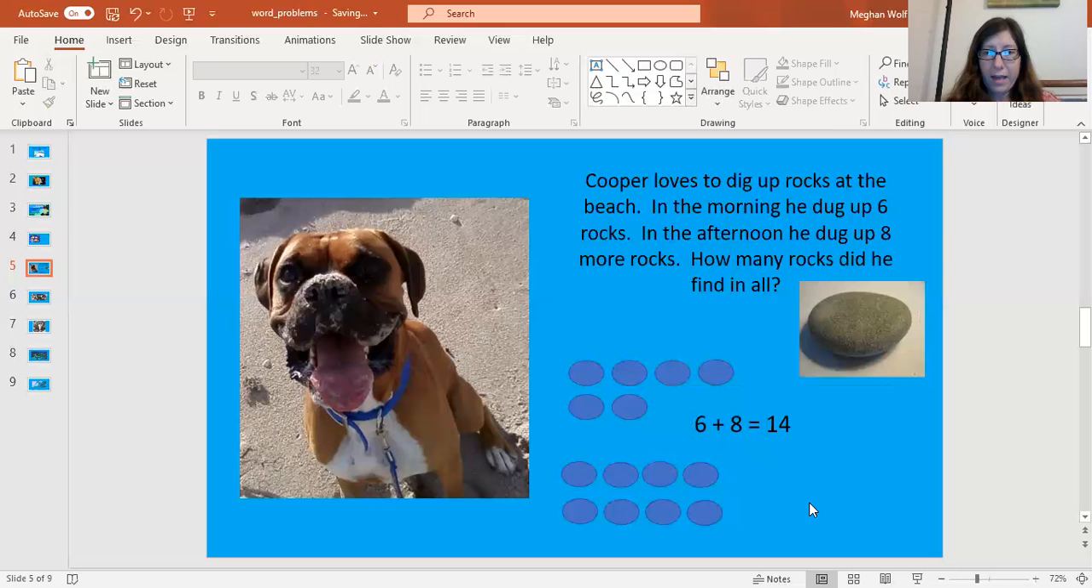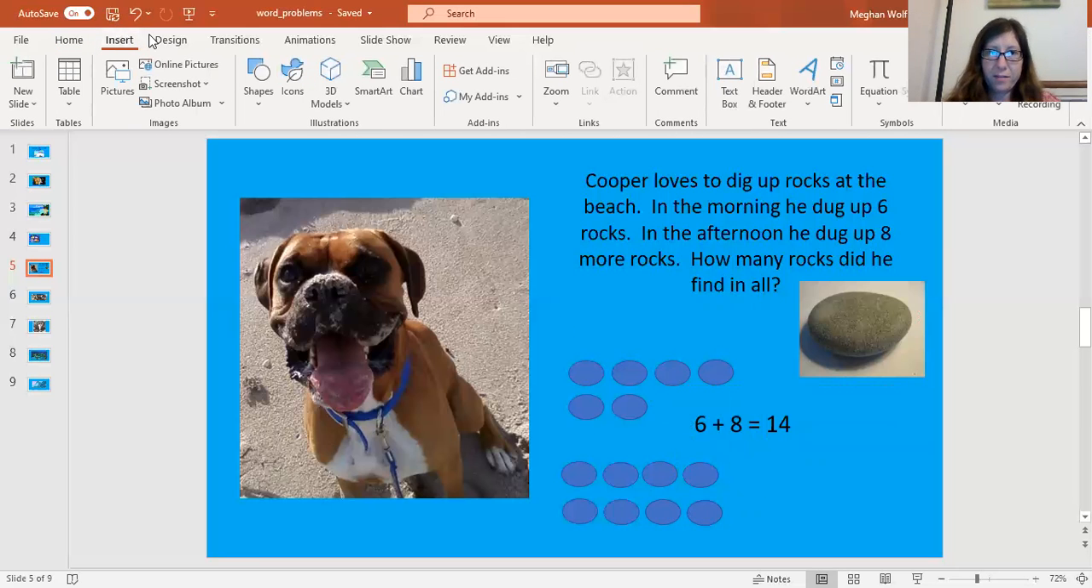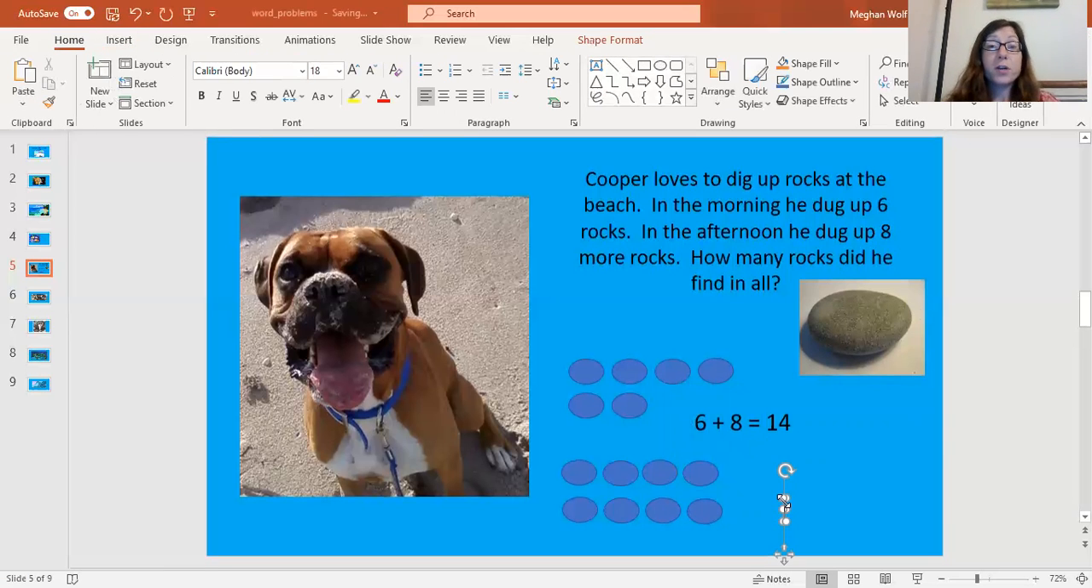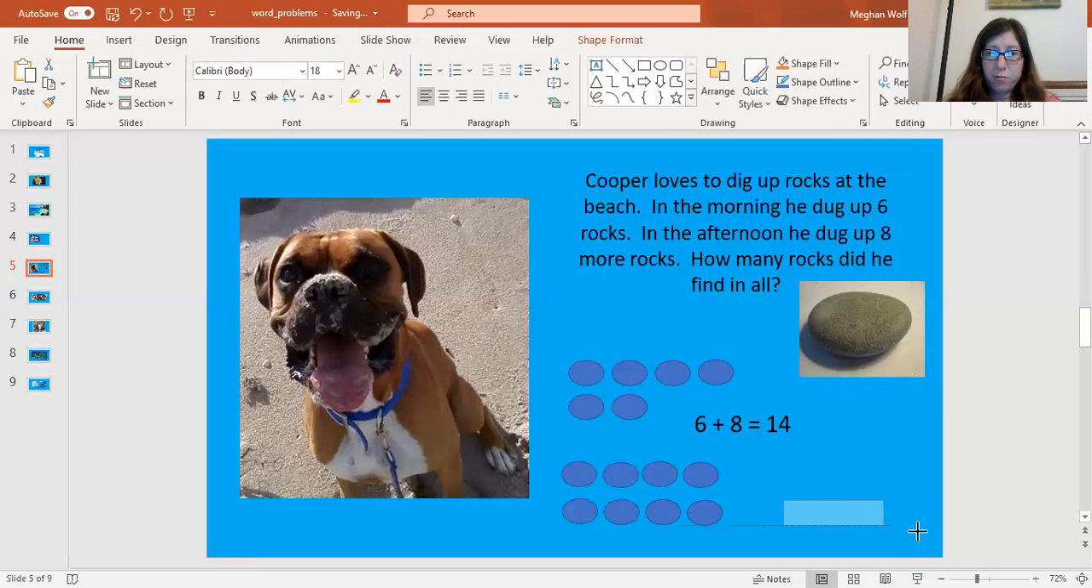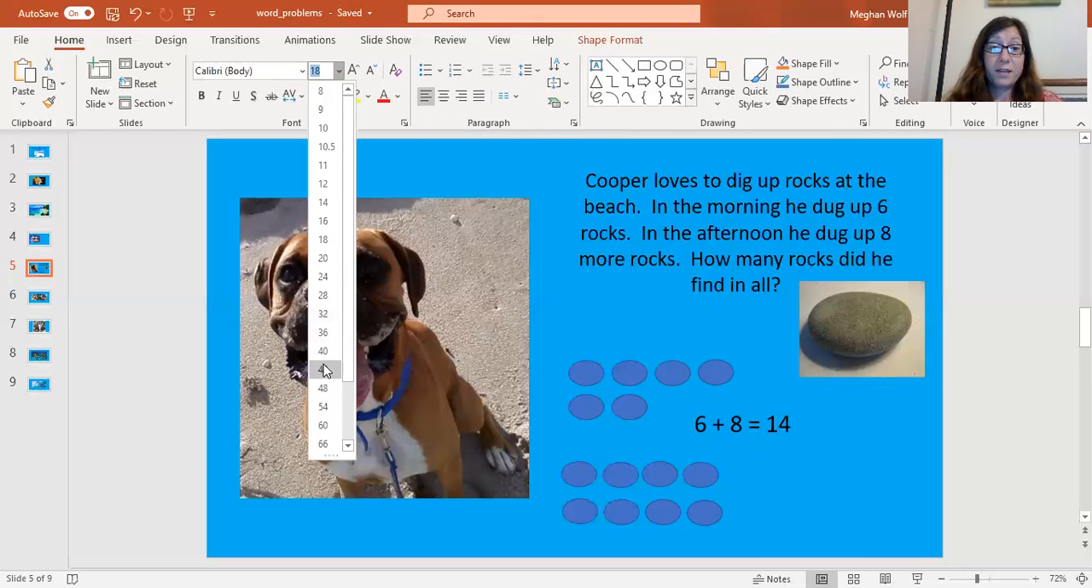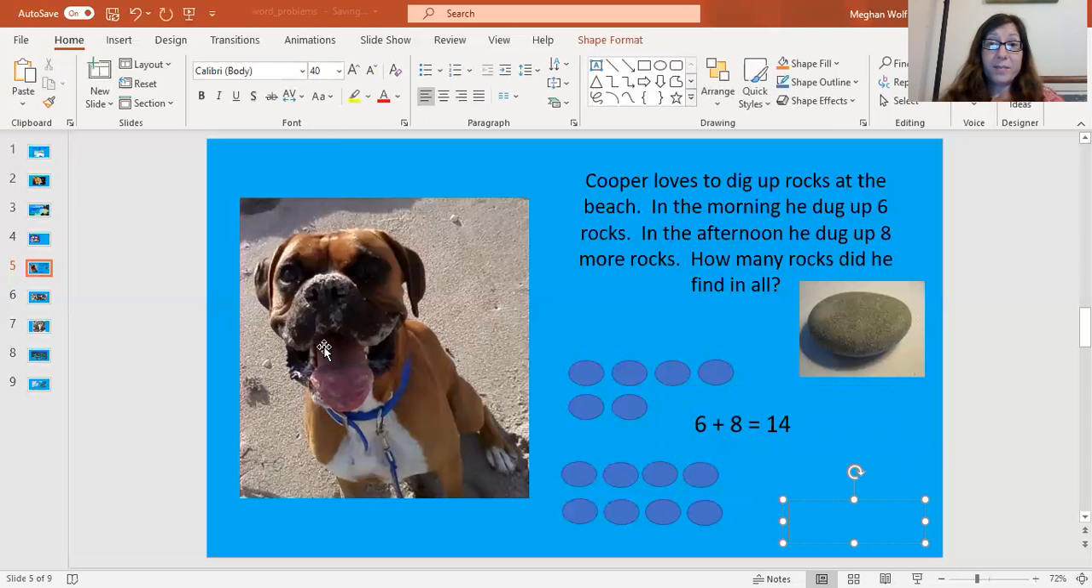And the answer then, let me do another little square for the answer. The answer would then be 14, but 14 what? When you have a word problem, they don't just want the number, they want to know what it is. Am I saying it's 14 monkeys? Am I saying it's 14 puppies? Am I saying it's 14 apples? What is it? So you guys should know it is 14 rocks, right? He found 14 rocks at the beach that day.